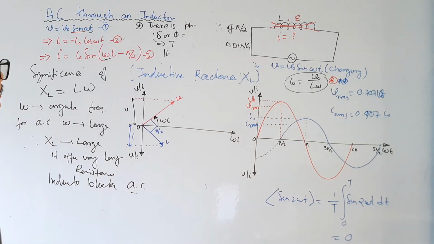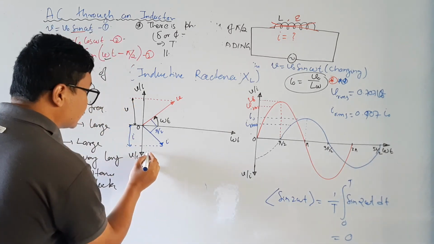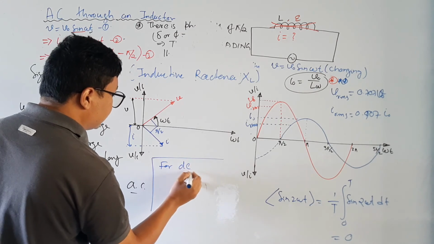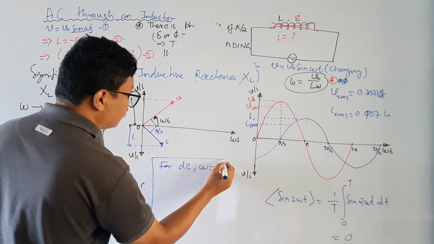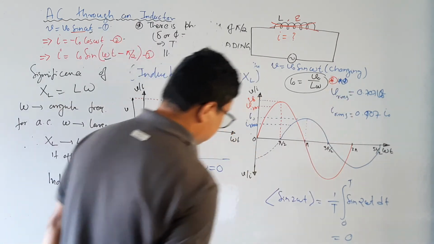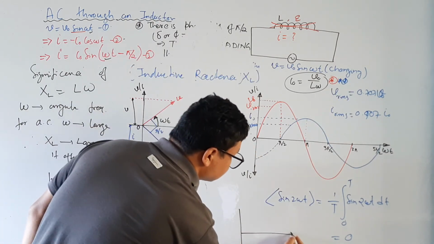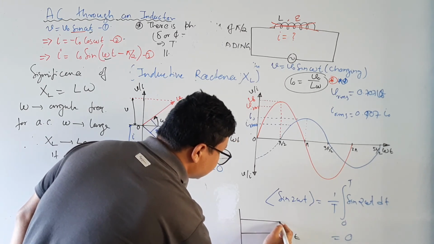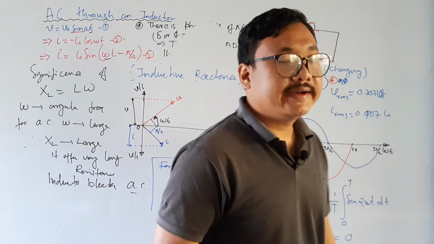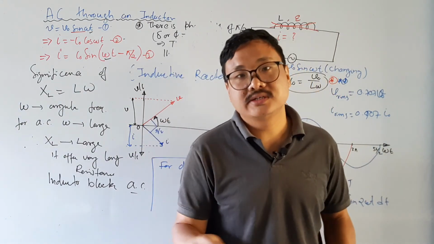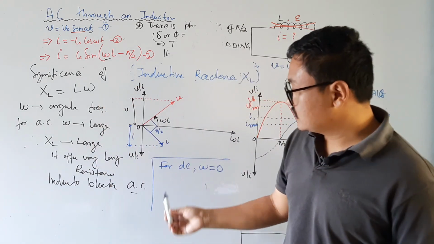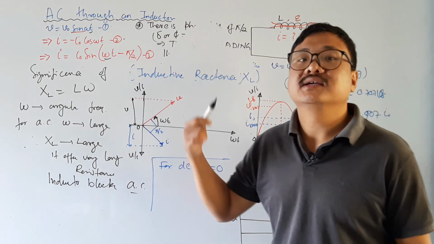Now in the next part, let us apply it for DC. For DC, omega is equal to 0, isn't it? Direct current, what is direct current? Let me draw it here. This is my time and this is my voltage or current. In direct current, the value of current and the value of voltage do not change. It remains constant. It remains a straight line. So what is omega? Omega is 0.